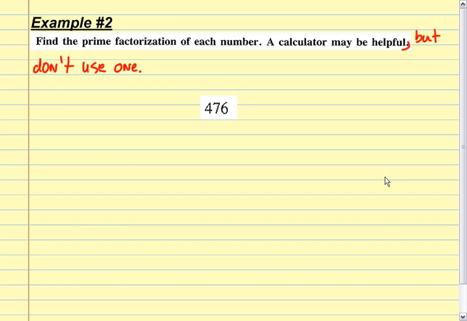But what we want to do is break down this number, 476. Because it ends in an even number, I know that 2 goes into it. I'm going to say 2 times 238. That looks right. Now 2 is prime, so I can go ahead and circle it. Okay? And now I'm going to break down 238. Again, I see that the last number is even, so I know that 2 goes into it. 2 times 119. Ugh. Is 119 prime?